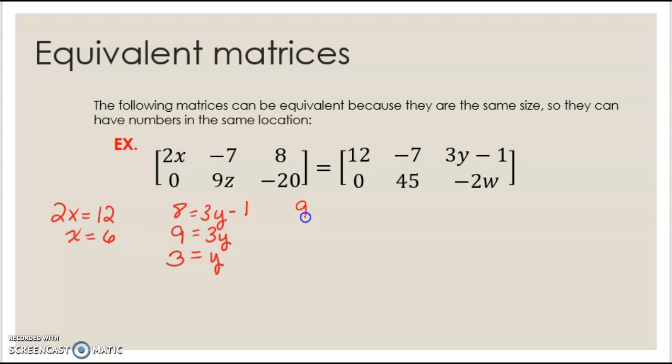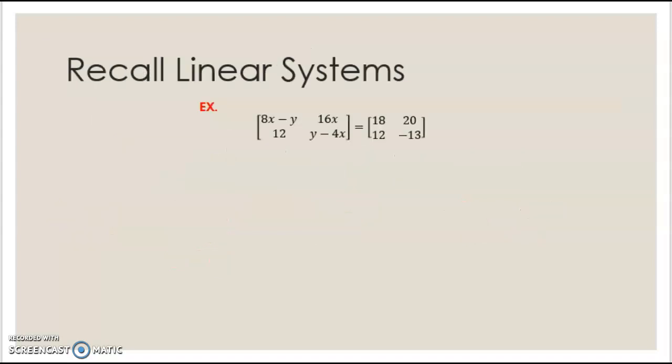9z equals 45. Divide by 9 on both sides, and z equals 5. -20 equals -2w. Divide by -2, and w equals 10. So when you have the same size, same number of entries, you can set equations.